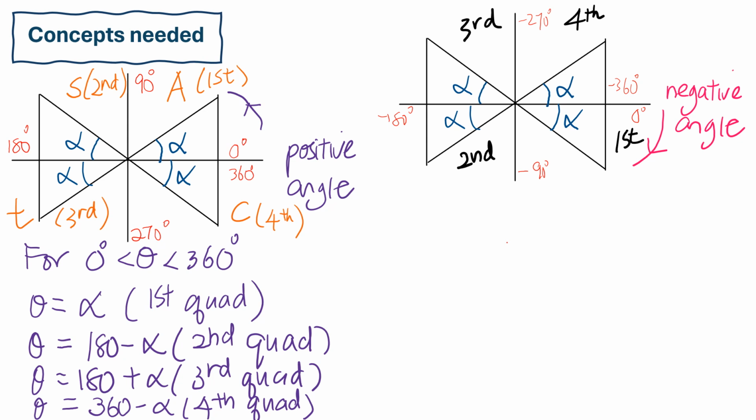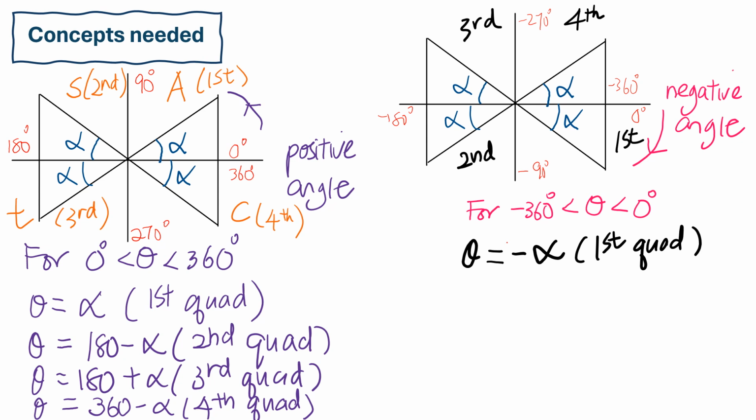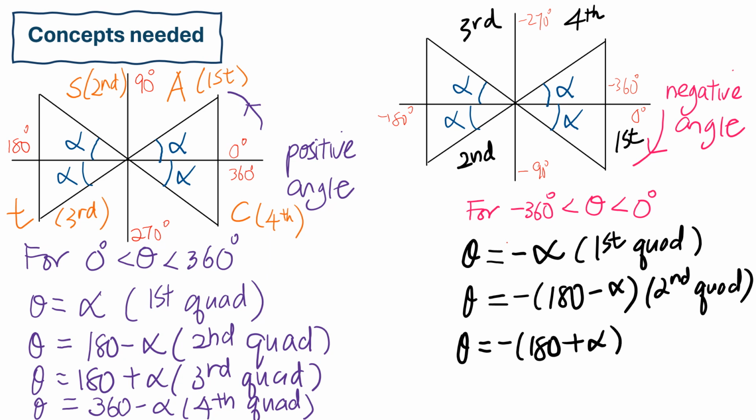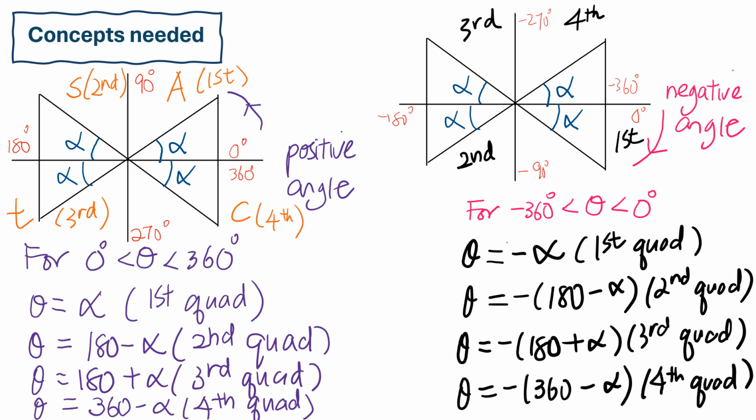So supposing the angle that you're interested to find is in the first quadrant of a negative angle, then the angle theta will just be negative alpha. If it's in the second quadrant, it will be negative bracket 180 degrees minus alpha. If it's in the third quadrant, it will be negative bracket 180 plus alpha. The fourth quadrant will be bracket negative 360 minus alpha.